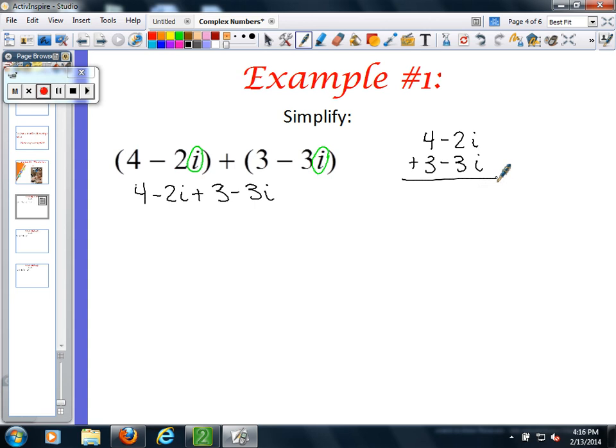Or I can just make sure I combine my like terms. So the 4 and the 3 would get added together, which would be 7. The negative 2i and the negative 3i would get added together and be negative 5i. It's really that simple. It's very similar to what you would do if it was a variable.